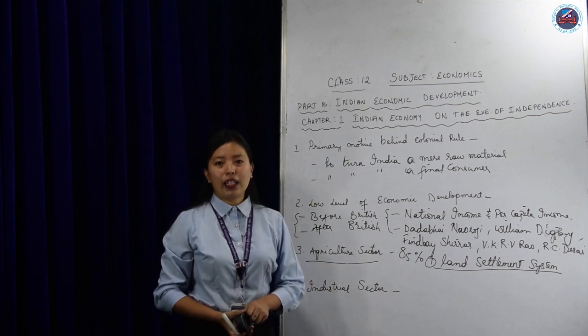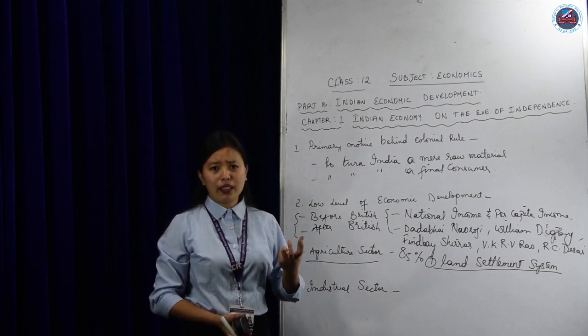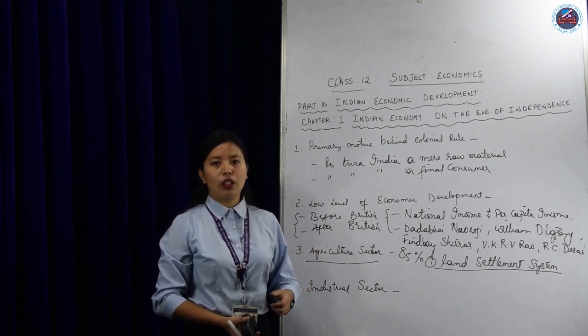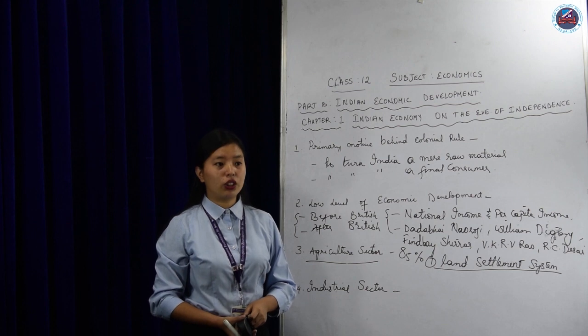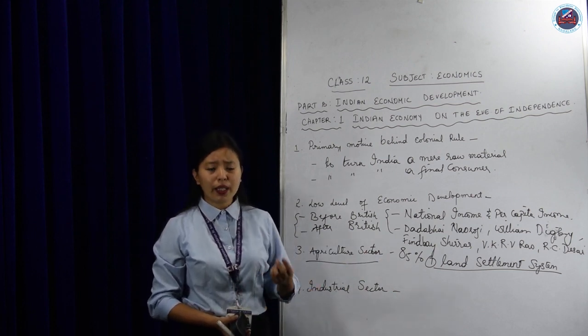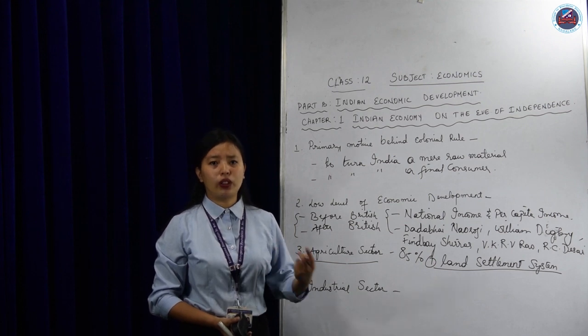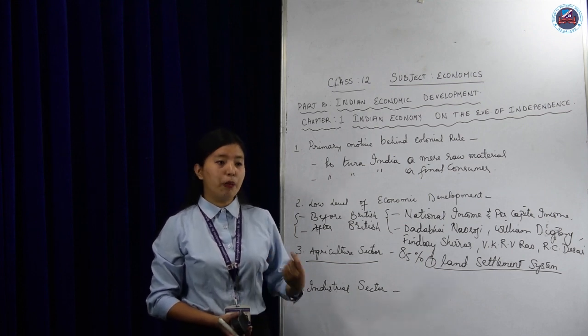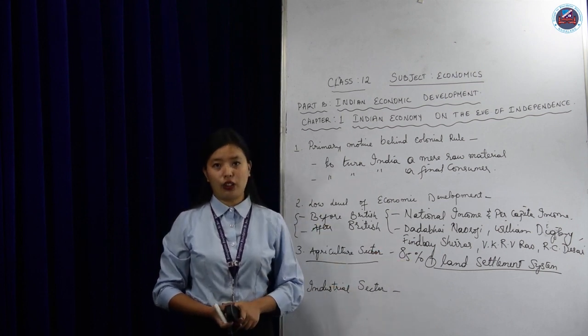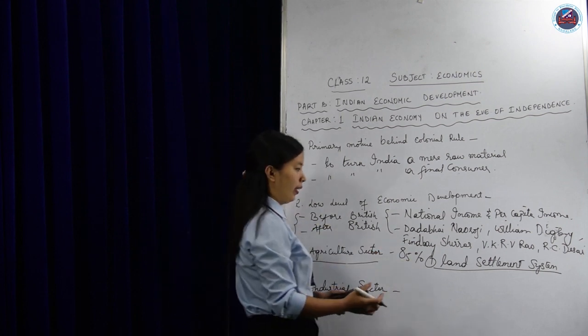Here, the main intention of the zamindars was only to collect rent regardless of the economic condition of the cultivators. So this led to immense miseries and social tensions among the cultivators. That was the first reason behind the stagnation of the agriculture sector.